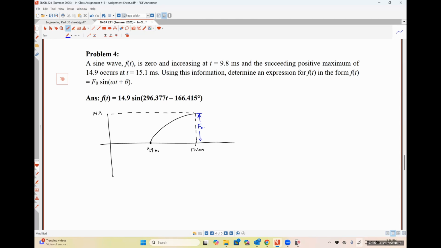14.9, exactly right. The magnitude of our signal is its peak value. We talked about that a little while ago. So the F naught that we are looking for is literally just 14.9. There is a reason that this number is the same as this number, okay? So we were told what the magnitude of our signal is. Now let's figure out what omega is, okay?